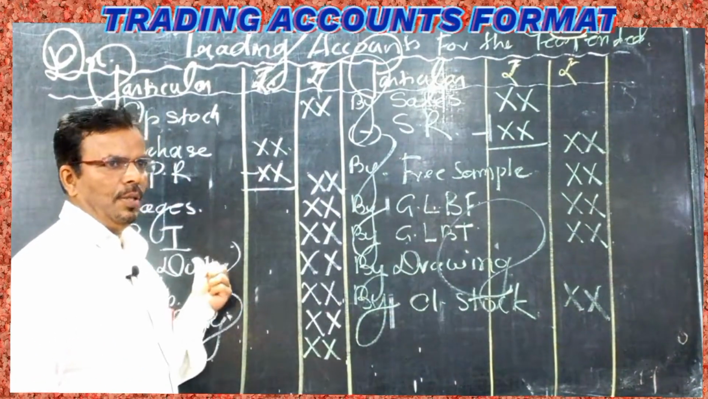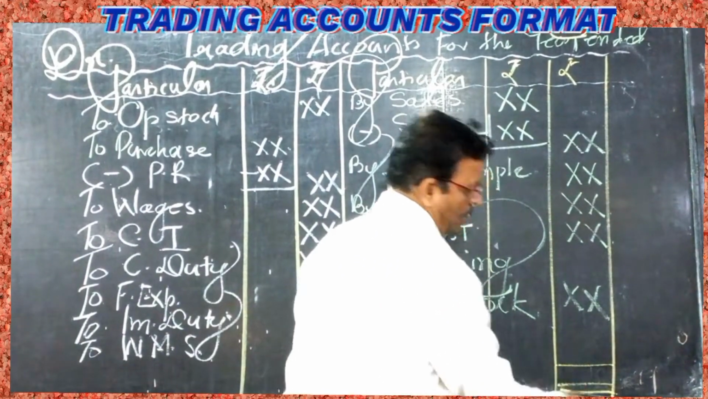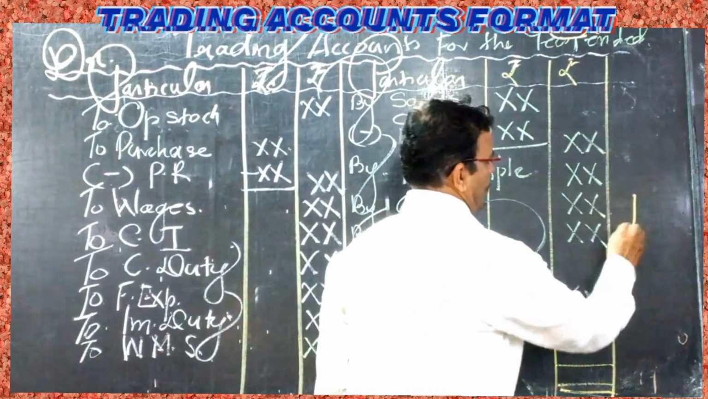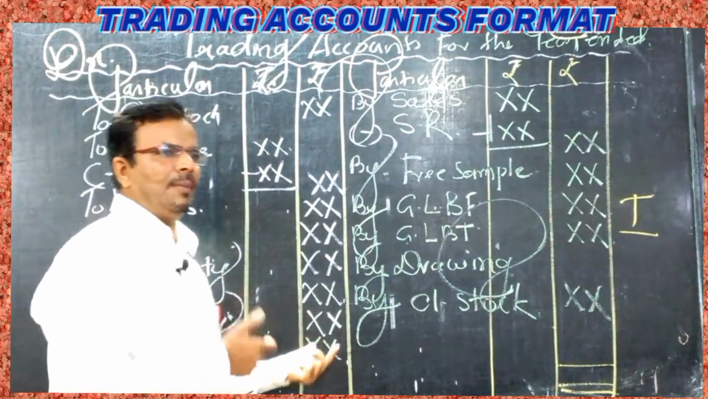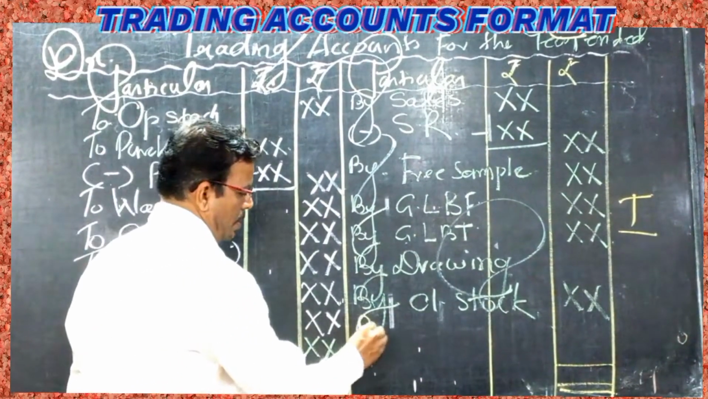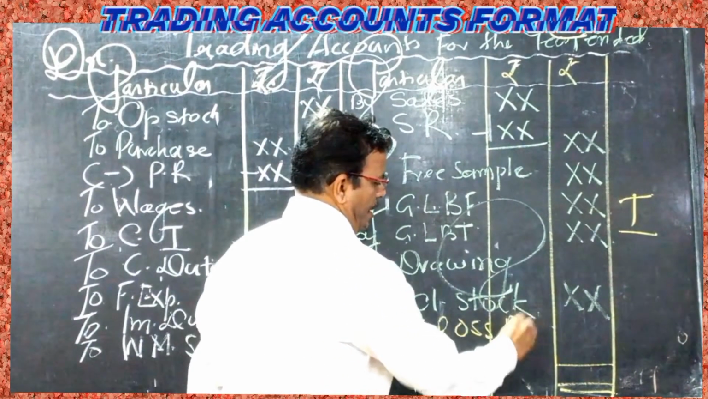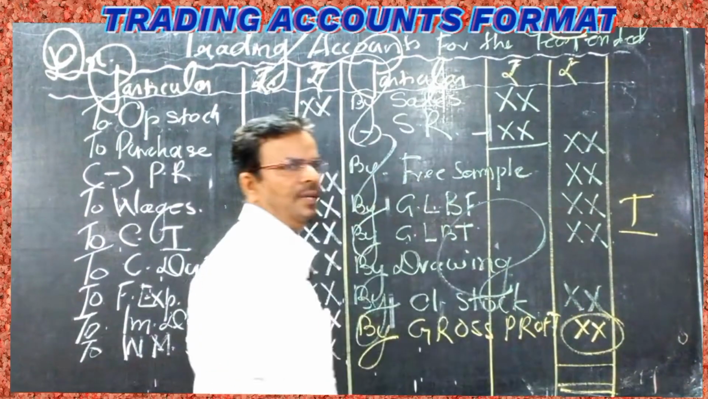Now we have to see which is greater. Suppose the credit side is more. Credit side more means income is more, and income more means expenses are less. Our income is more and expenses are less, so in that case, what do we get? Very good. Gross profit. This is my balancing figure.